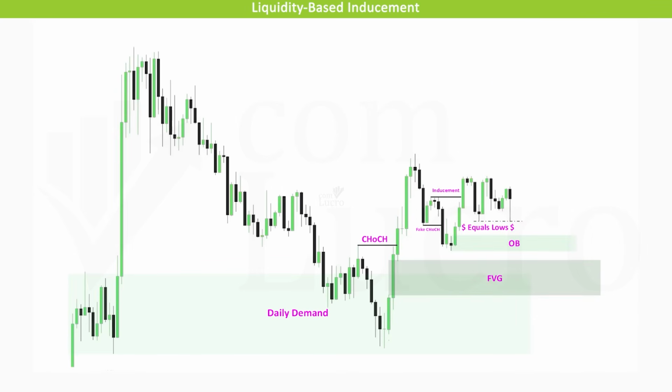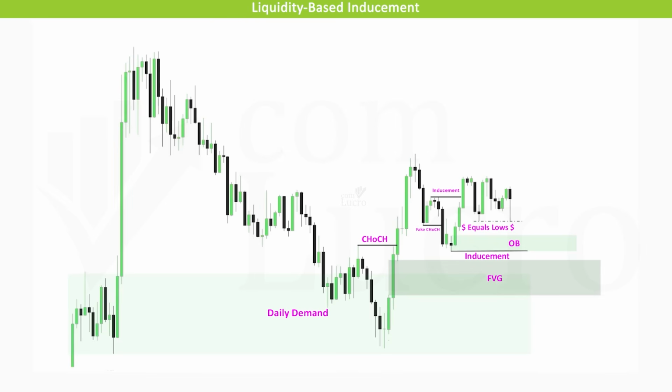However, inducement does not always appear as clean or as simple as the previous scenario. In some cases, instead of forming a small micro low, price creates a fake change of character on its way down and builds equal lows just above a tiny, very clean order block. At this point, 3 components are working together. A fake bullish CHOCH, equal lows which build a strong liquidity pool filled with retail stop losses, and a fresh, very small order block that formed inside the CHOCH leg.